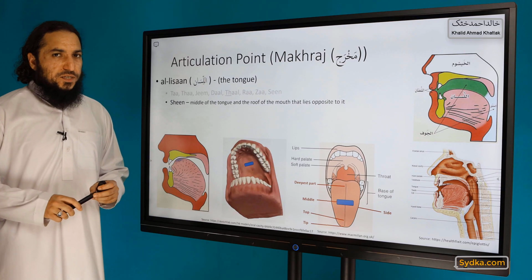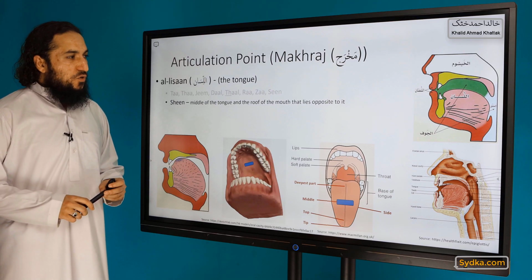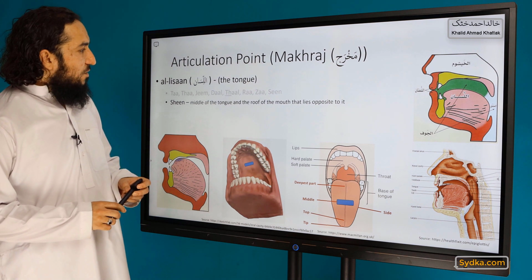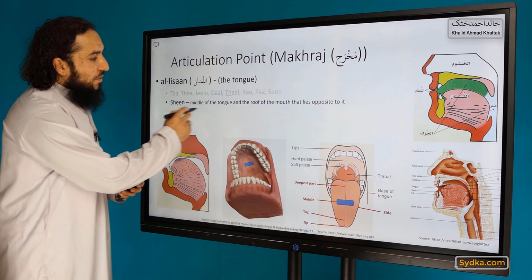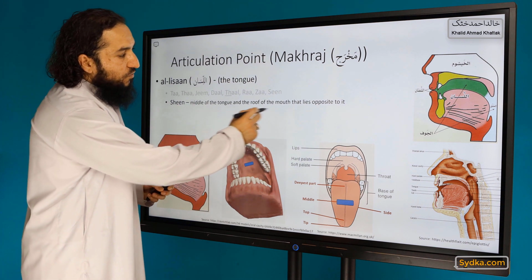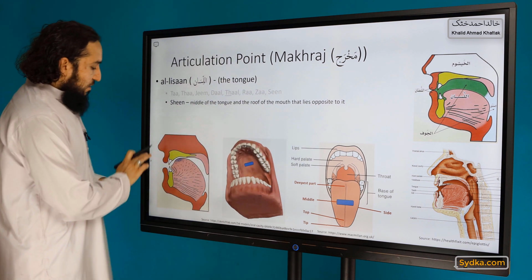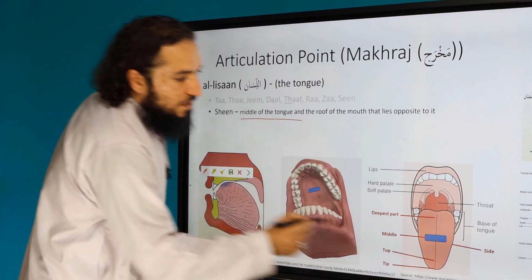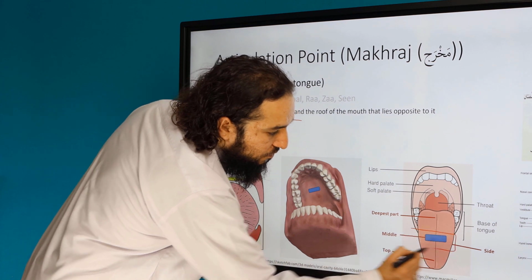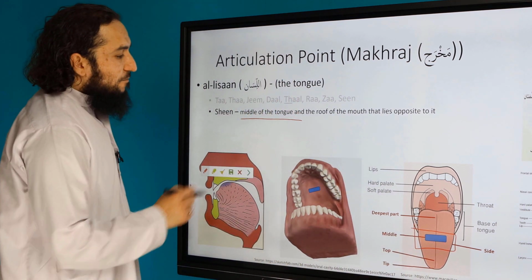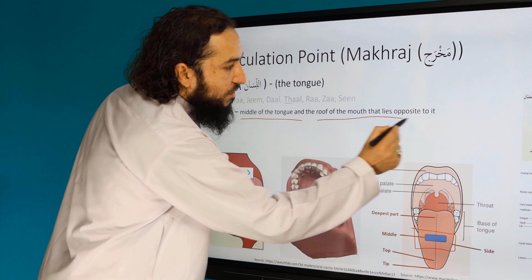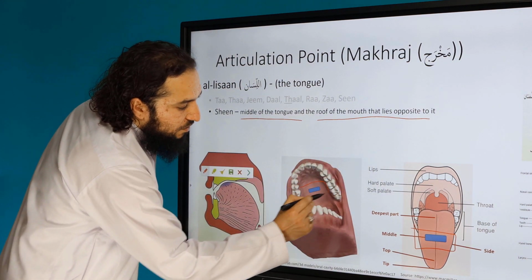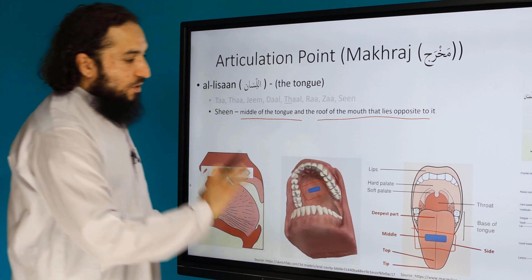It is one of the tongue letters. Lisan is the Makharij for it, and if you see the sub Makharij, that would be the middle of the tongue and the roof of the mouth that lies opposite to it. So let me explain that. This is the middle of the tongue, and the roof of the mouth that lies opposite to it. Okay, so that would be the Makharij.